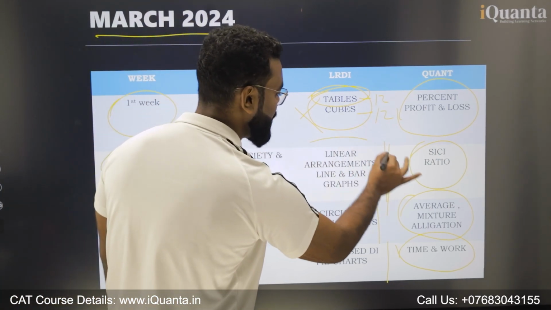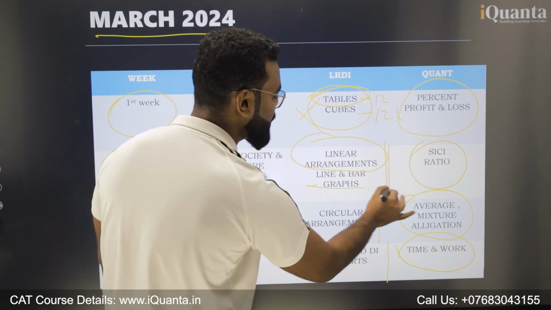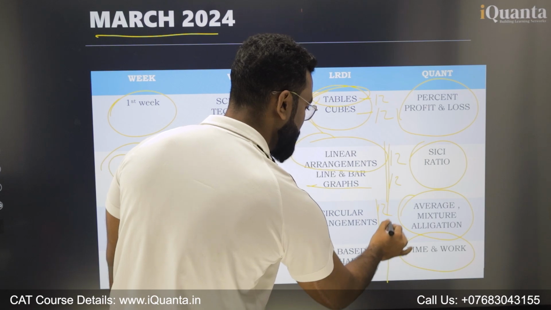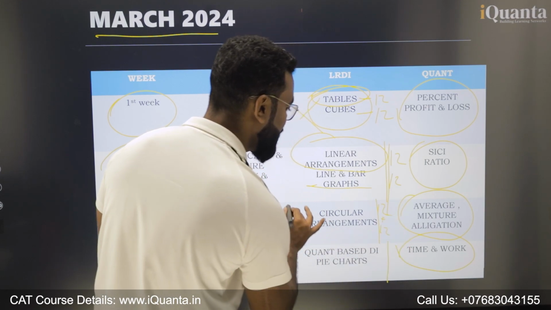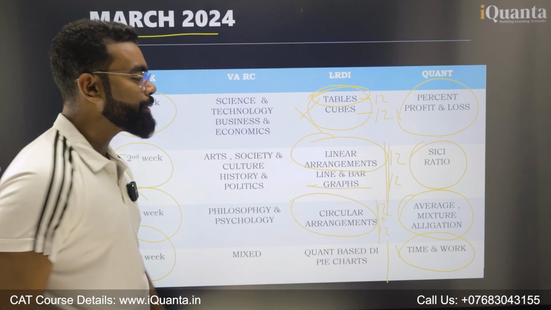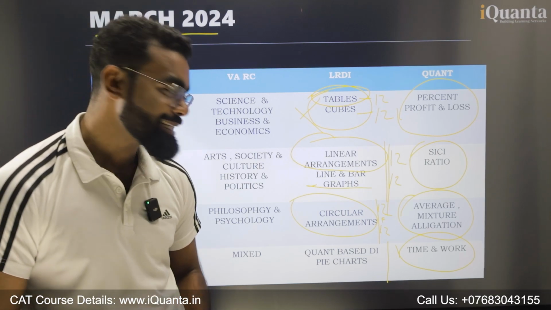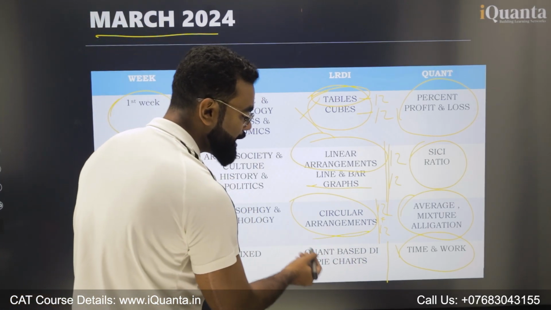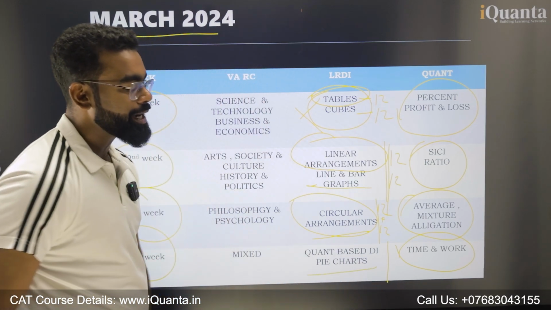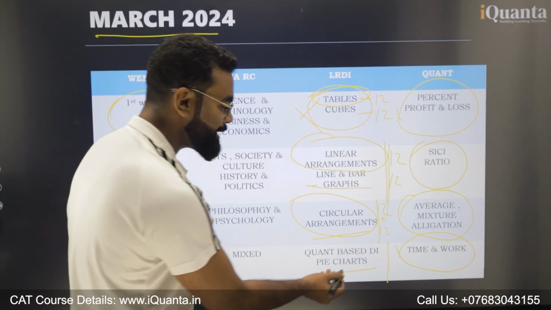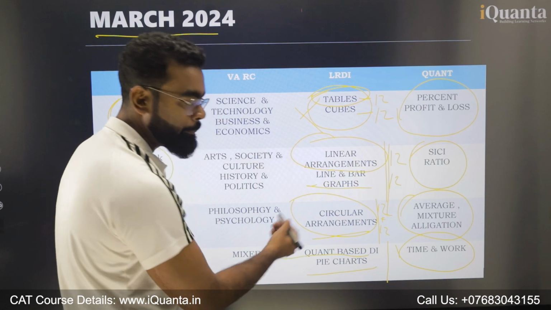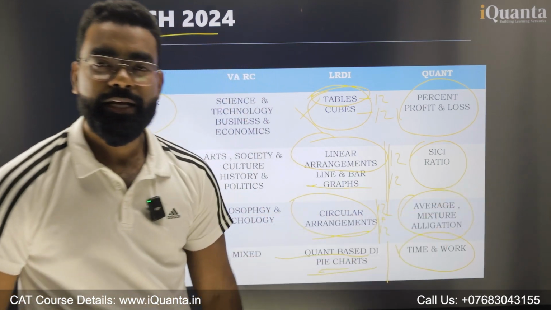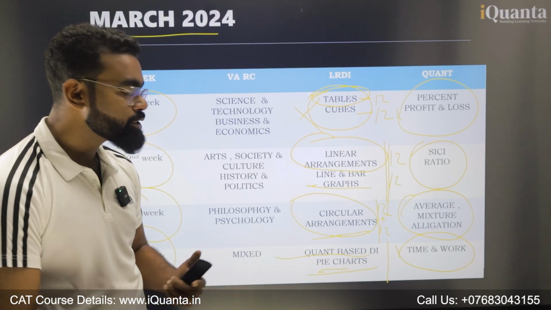Even in linear arrangement and line and bar graphs, again you get 12 plus 12 here. Circular arrangement I've given you more time because I have seen people who have a lot of issues with this. Quant based DI also gets more time, along with pie charts, because quant based DI is where you need to use QA concepts, and DI is basically pie charts. This is how I divide it, and please do it accordingly.